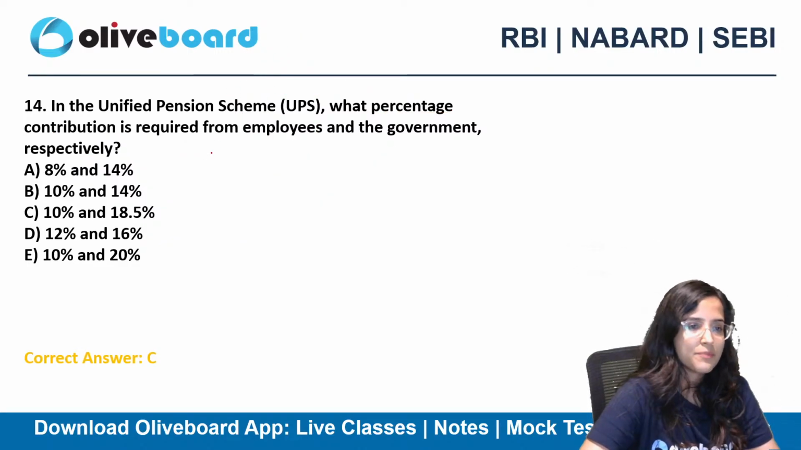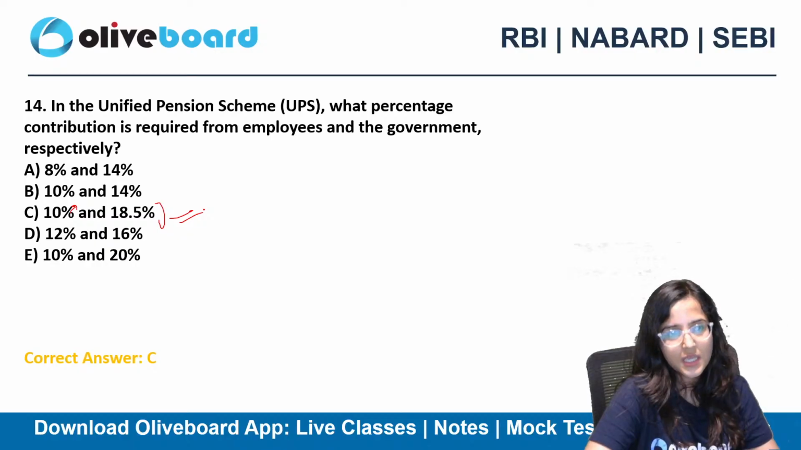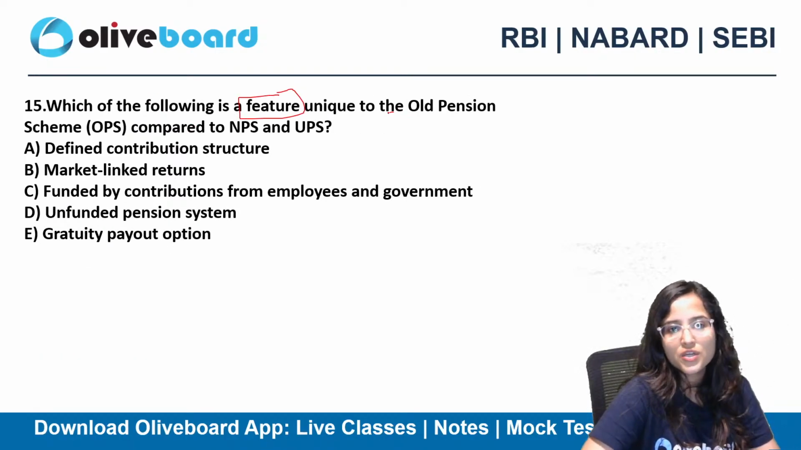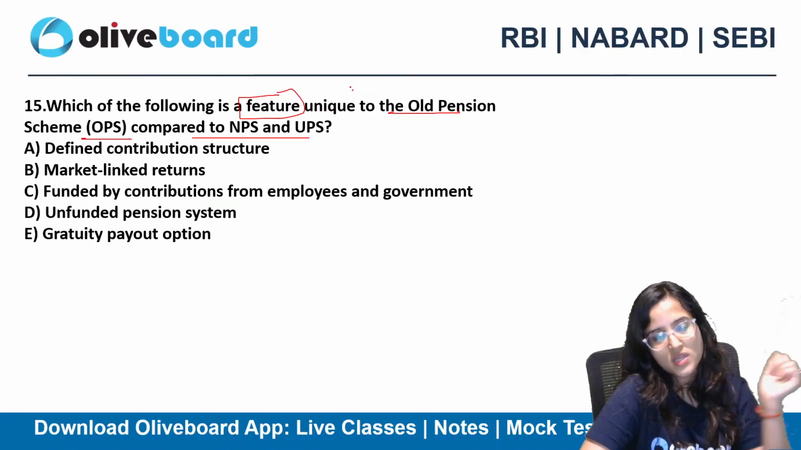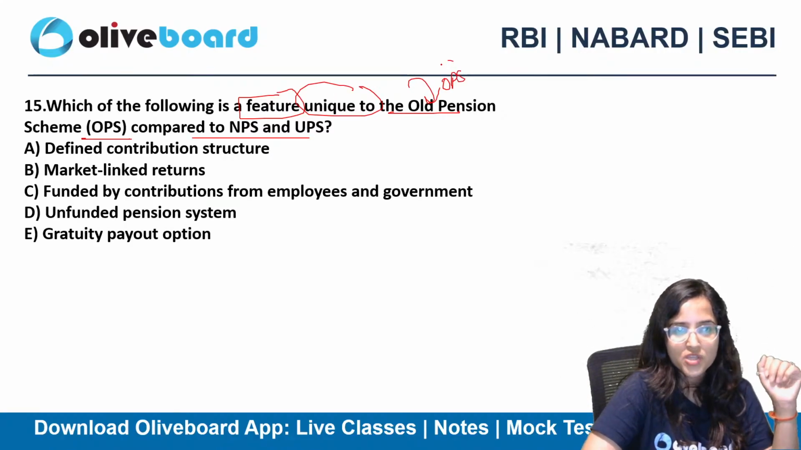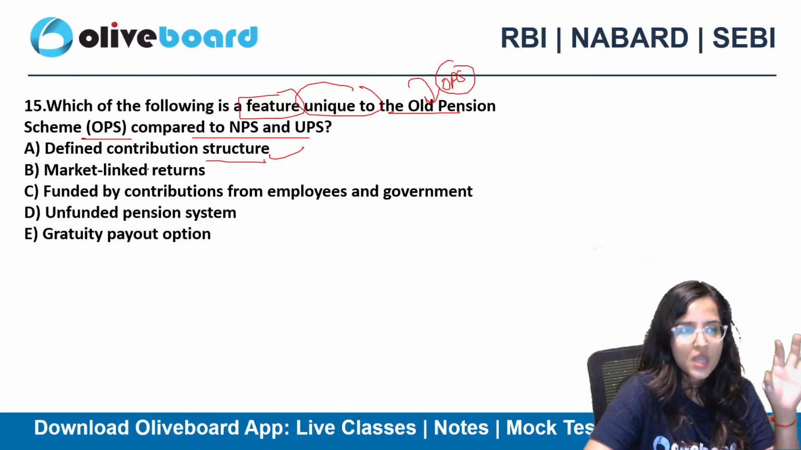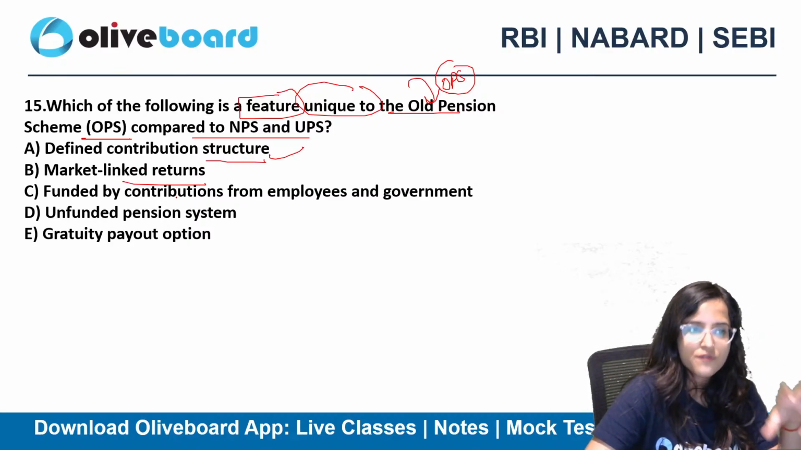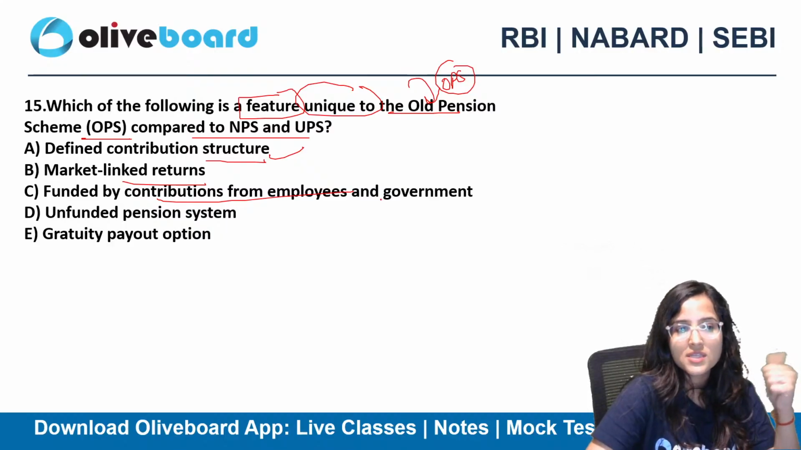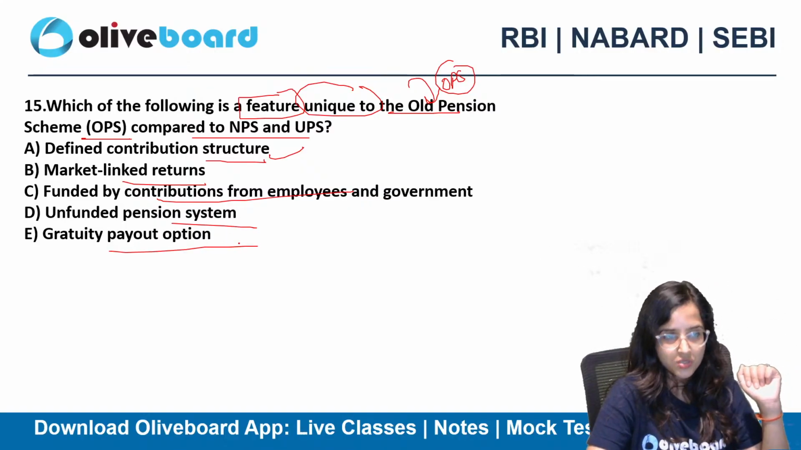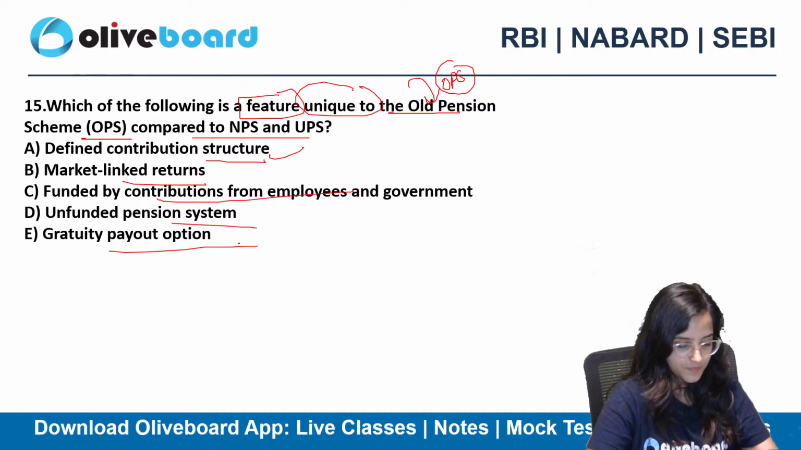Absolutely correct. 10% of the employees and 18.5% central government. Okay? Which of the following is a feature unique to the old pension scheme as compared to NPS and UPS? What is a unique feature of OPS, old pension scheme? Defined contribution structure, market linked returns, funded by contribution from employees and the government, unfunded pension system, or gratuity payout option. What is the answer?